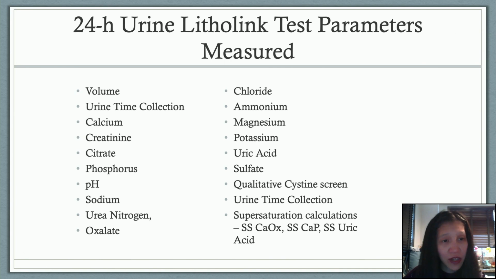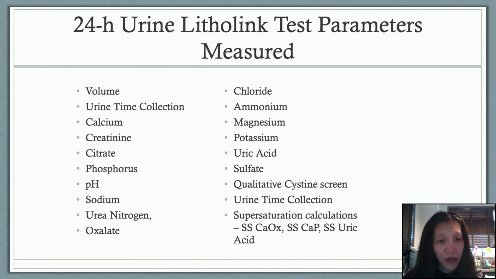So this is just a list of the urine Litholink test parameters that are actually included in the test. It gives you the total volume that you made, the calcium, creatinine, citrate, phosphorus, pH, sodium, urea nitrogen, the actual oxalate level, chloride, ammonium, magnesium, potassium, uric acid, sulfate, and then it gives you a cystine screen, and then saturation calculations for the most common kidney stone types, which would be the calcium oxalate, calcium phosphate, and uric acid.